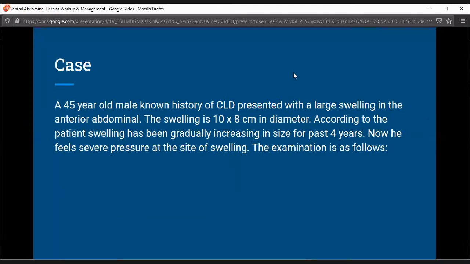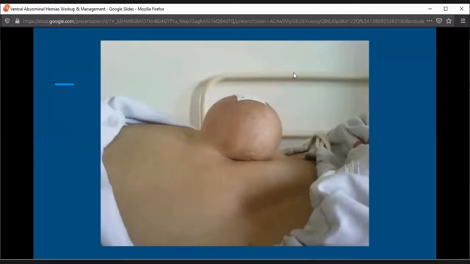So we have a 52-year-old male now. He is a known case of chronic liver disease, and he's presented with a large swelling in the anterior abdominal wall. The swelling is 10 by 8 centimeters in diameter. According to the patient, the swelling has been increasing in size for the past 4 years. Now he feels severe pressure at the site of swelling, and the examination is as follows. This is the swelling you can see. This is the side view, and this is from the front. What do you think this guy has? Paraumbilical hernia or umbilical hernia?